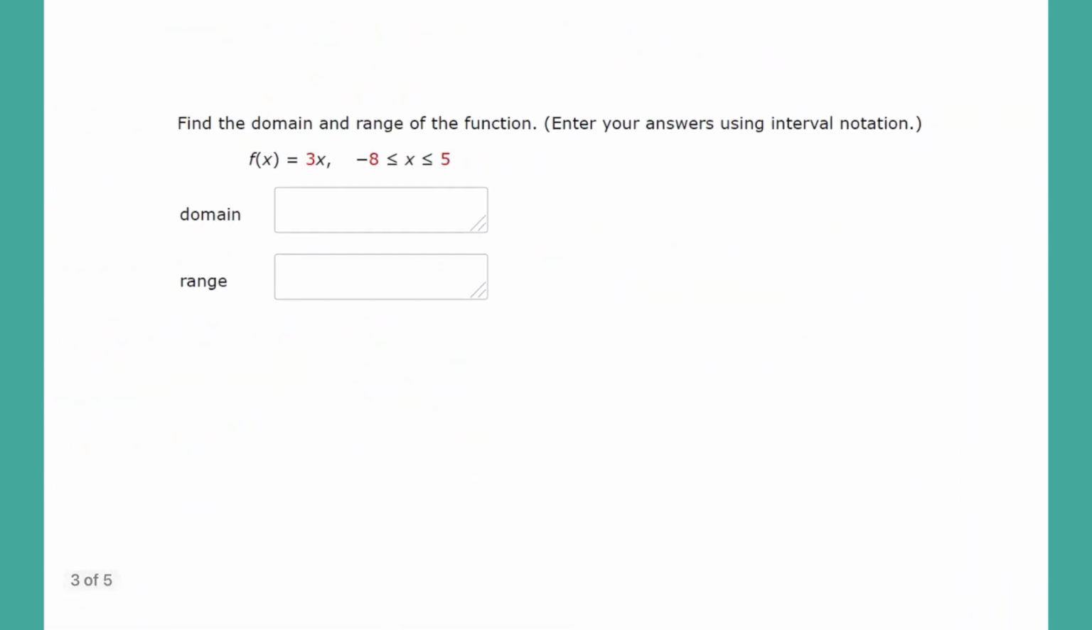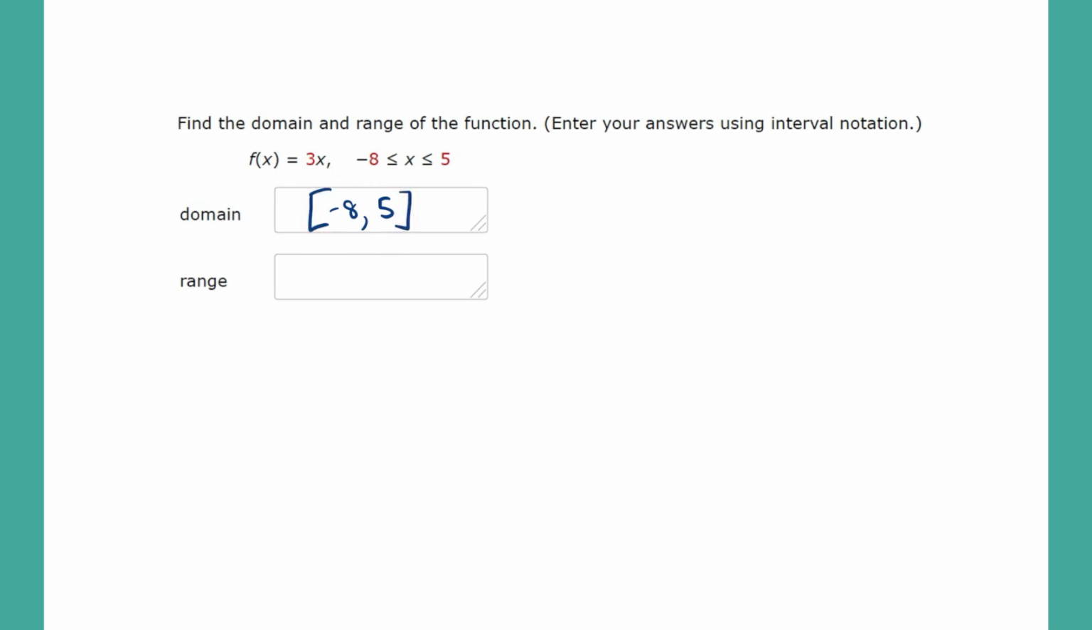All right, for this one, they want you to find the domain and the range. They give you the function, and they actually give you the domain already. So this is the domain. So they wanted it in interval notation. So because of the little equal signs on the bottom, that means you want to include the endpoints. Inclusive, that means square brackets. If it didn't have the little equals on the bottom, you would have used parentheses.